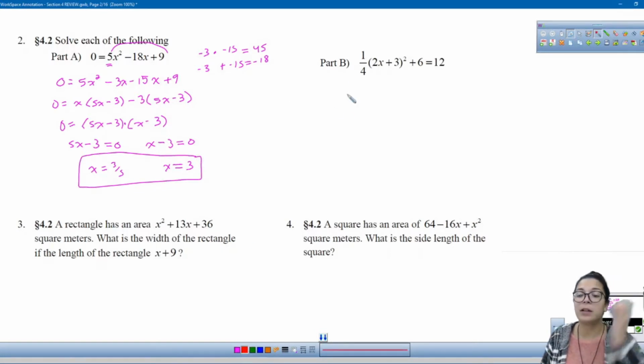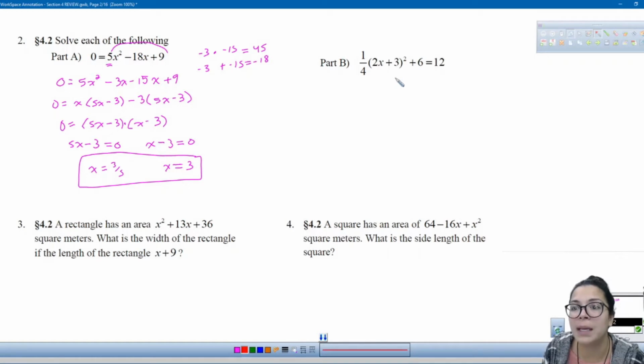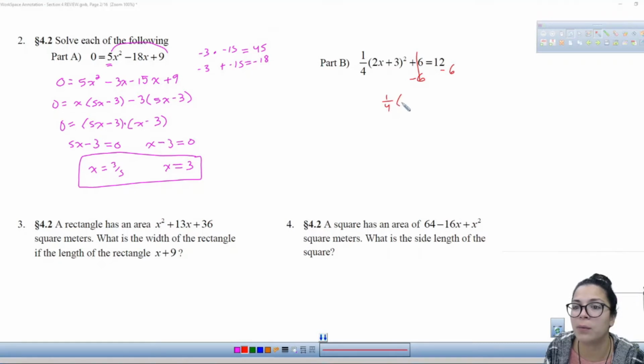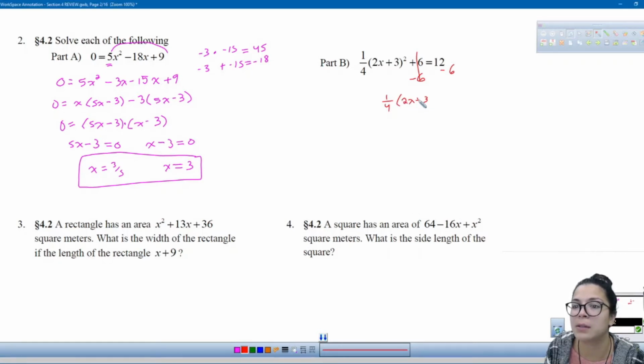All right, moving on to part B. On part B, now you might be inclined to go ahead and simplify this, but don't do that, right? If it's in vertex form like this, then it's easy, just subtract the constant. So subtract 6 on both sides, so I have 1/4 times 2x plus 3, squared equals 6.